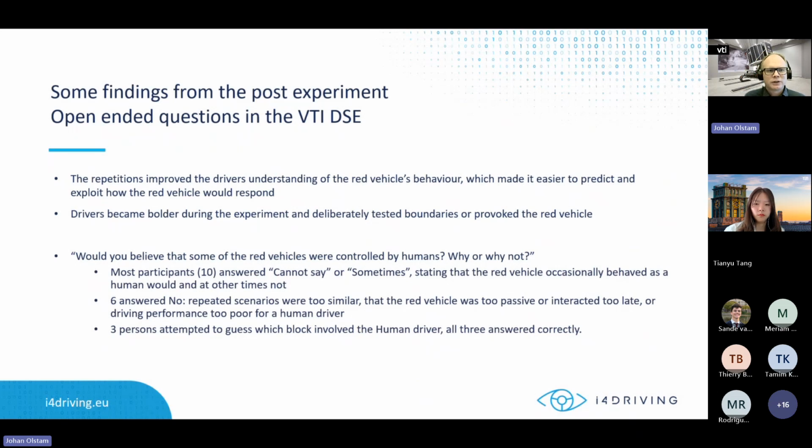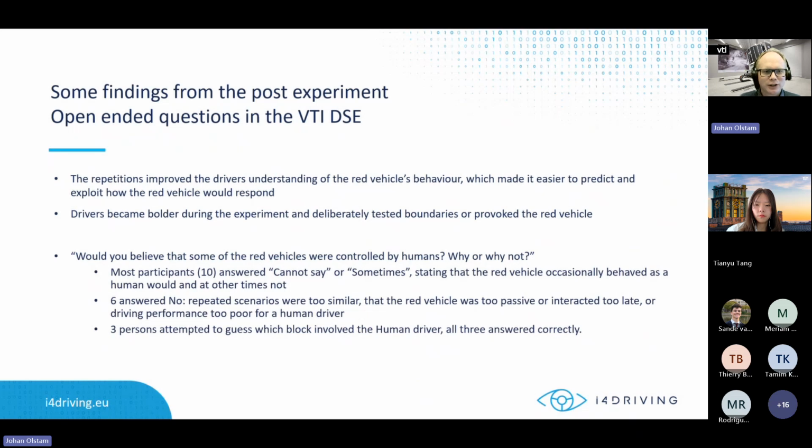Also some results here from the open-ended questions at the end of the drive. It was clear that this setup with the repetitions improved the drivers' understanding of the red vehicle's behavior, so it made it easier to predict and exploit how the red vehicle would respond. Many also say that they became bolder and learned how to provoke or test the red vehicle later on in the experiment. So it was good that we had the balanced design, so it was not the same order of scenarios, same order of agents all the time, because that would maybe have been a problem.